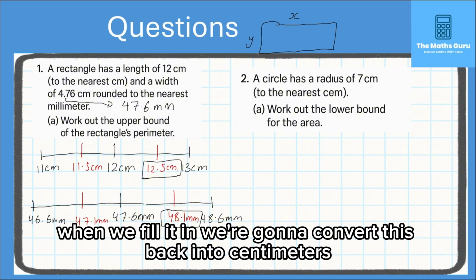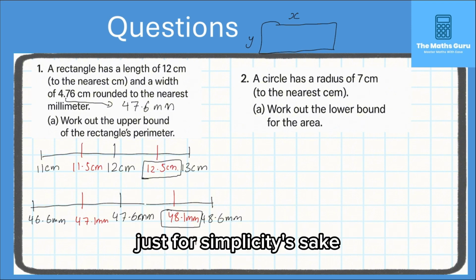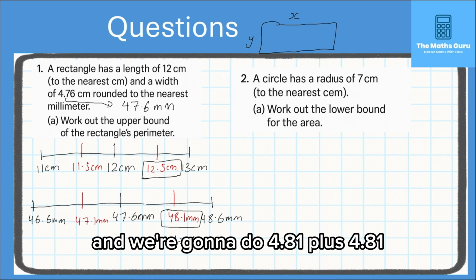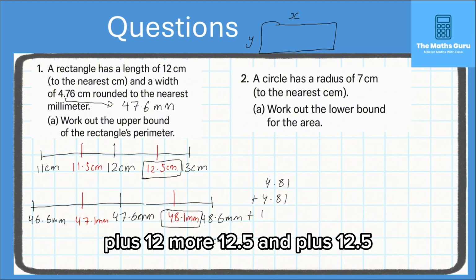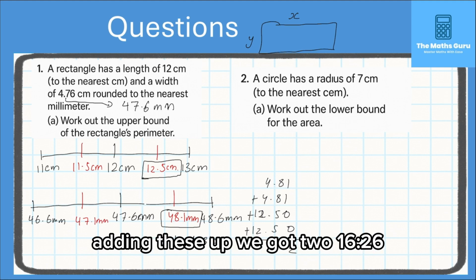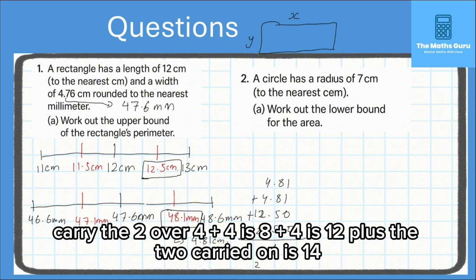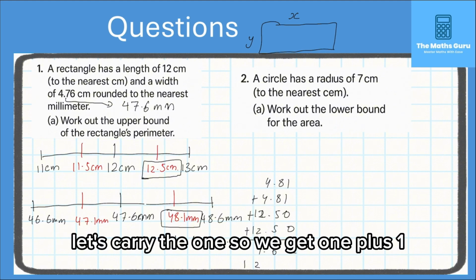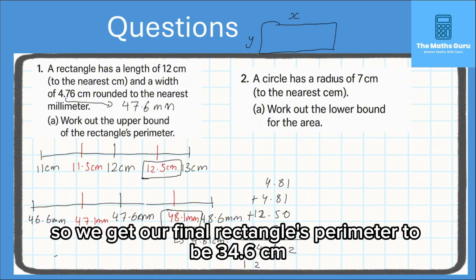So when we fill it in, we're going to convert this back into centimeters just for simplicity's sake. We're going to do 4.81 plus 4.81 because there's two widths in a rectangle, plus 12.5 and plus 12.5. Adding these up, we get our final rectangle's perimeter to be 34.6 centimeters.